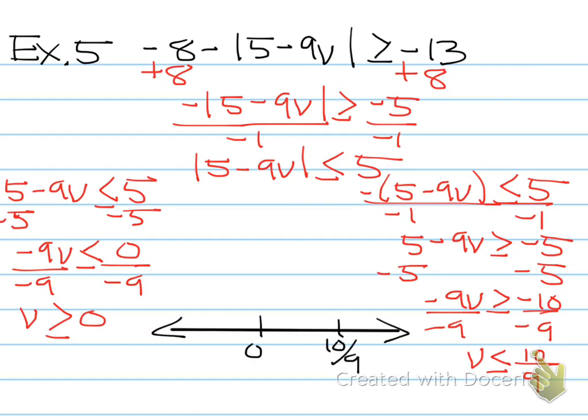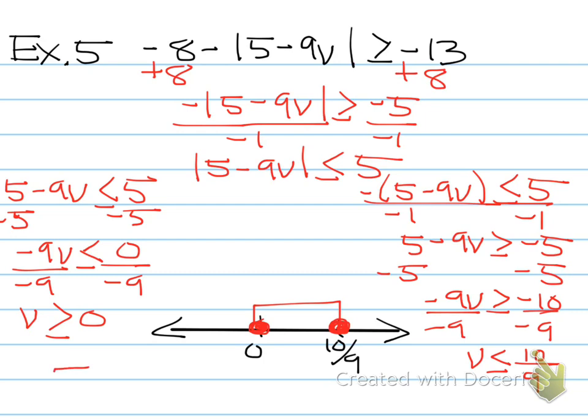Again, graph it. We should have closed circles at 0 and at 10 over 9. And for our inequality on the left, v is greater than or equal to 0, that arrow is going to be pointing to the right. And for v is less than or equal to 10 over 9, that arrow is pointing to the left. For "and" compound inequalities, the solution is the intersection of those two graphs, where those two graphs overlap, which is all the space in between 10 over 9 and 0.